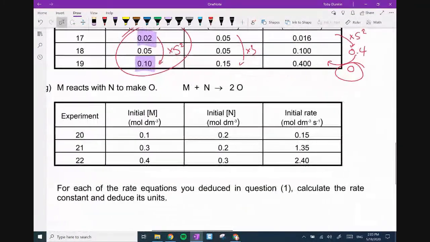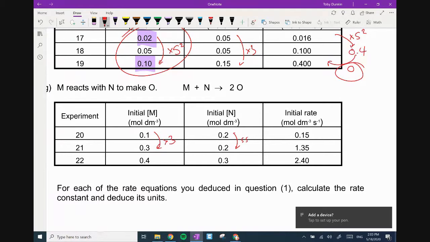Next. Did I write the rate equation? I did. Right, next. These ones kept the same. This one's a times by 3. What's happened to the rate? Oh, it's gone up by a lot. Divide the bigger by the smaller. Divided by 0.15. That's gone up by a factor of 9. Oh, and that's 3 squared. M is second order. Next, just rub it off.